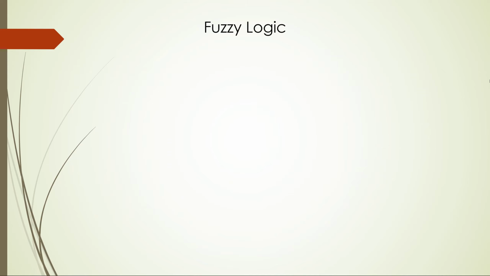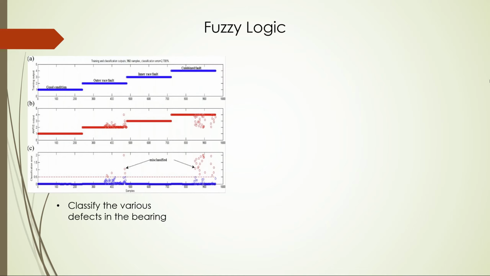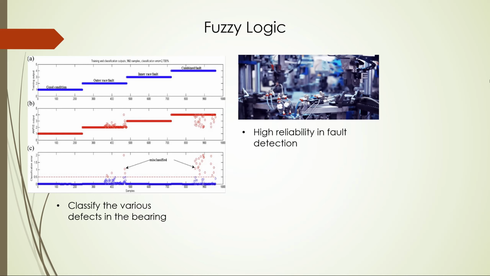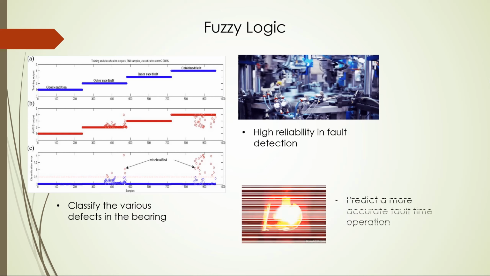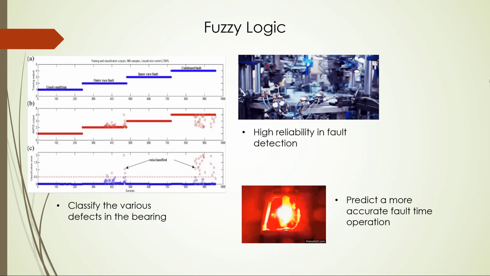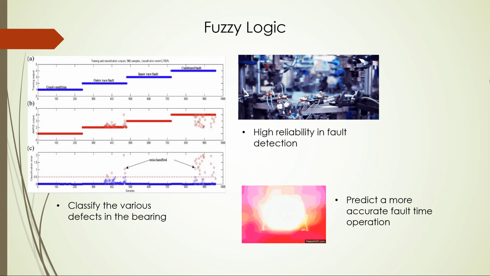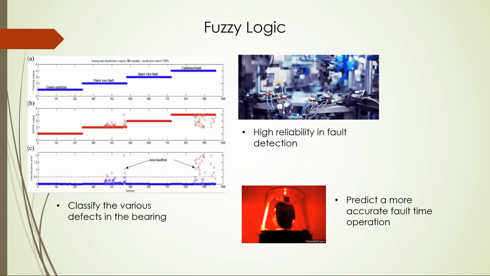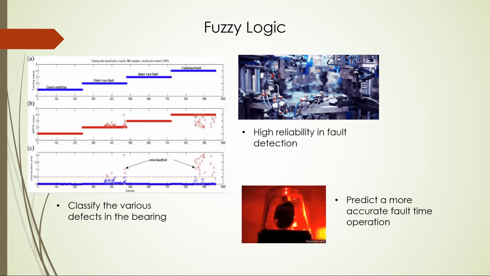In this project, we use adaptive neural fuzzy inference system, or ANFIS, which will classify the various defects in the bearing, has high reliability in fault detection, and predict a more accurate fault time operation. Hence, an app will be developed for the industrial use in the future.